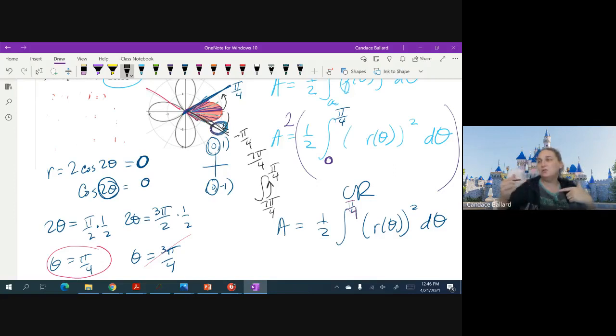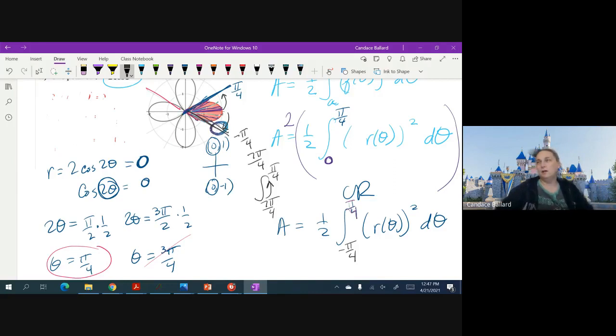Yes, so Gabby, you're right. It would be 7 pi over 4 minus 2 pi if you're going to do it that way. Or you count back 1 wedge. All right, so I could integrate it from negative pi over 4 to pi over 4.